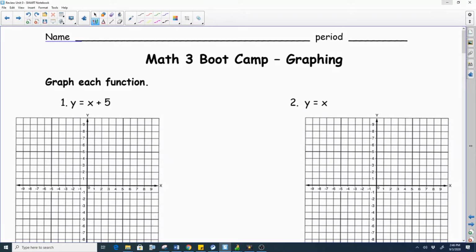So number one, real quick. We won't do them all, but we'll take a look. You can always do an XY table, but this is the intercept. That's where you're going to start if it's already in slope-intercept form. We'll start at 5 because that's the y-intercept, where it crosses the y-axis. Then the slope is invisible there, it's 1. Technically it's not just 1, it's 1 over 1.